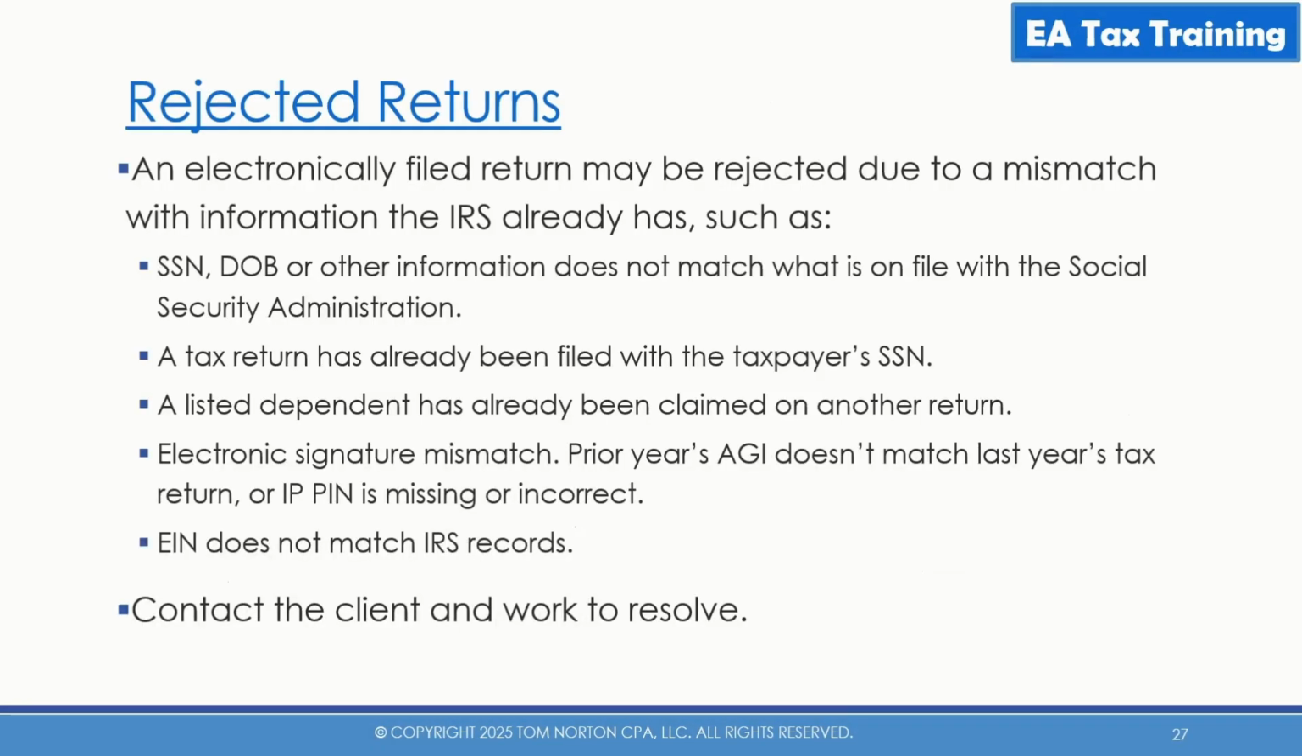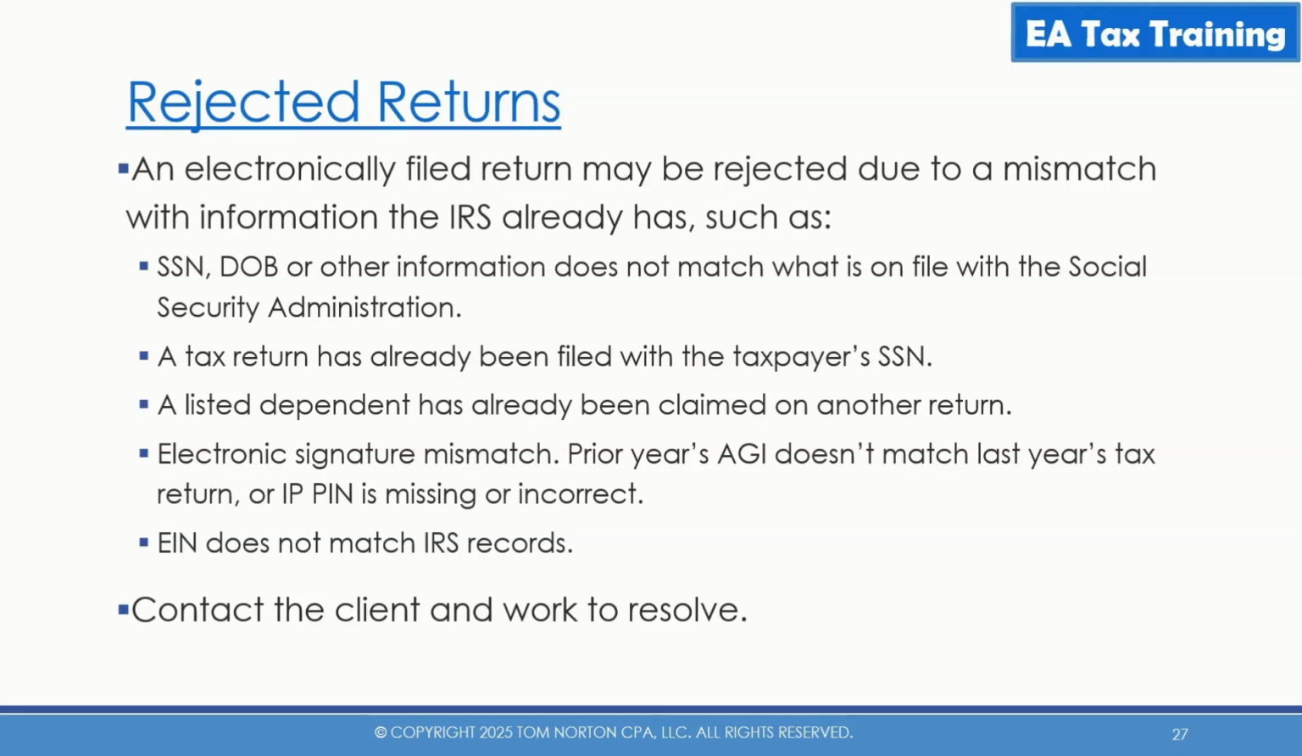Rejected returns. So if you go to submit a return, hopefully it goes through, you get an acknowledgement back that it's been accepted and it's been filed and everything is good. But sometimes that is not going to happen. It is going to be rejected. When it is rejected, it's usually going to be due to a mismatch with information that the IRS already has. So for instance, social security number and date of birth. The IRS cross matches what you put on the return with the records held by the Social Security Administration. So if something doesn't jibe, it is going to reject that return.